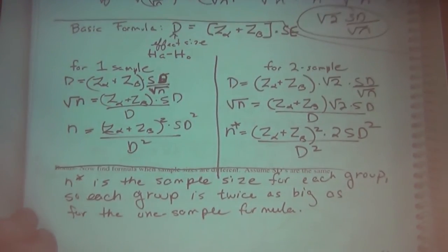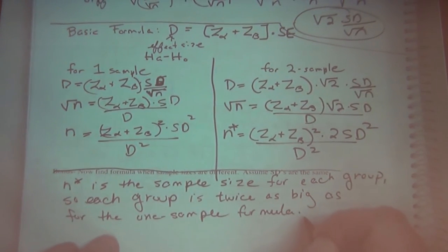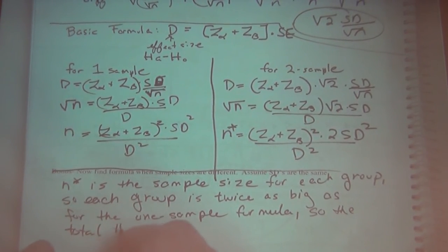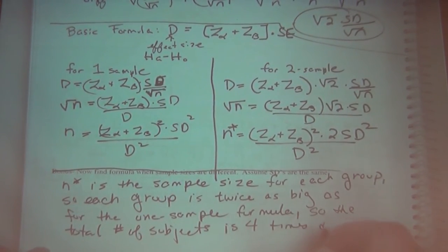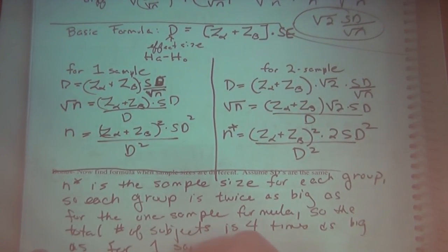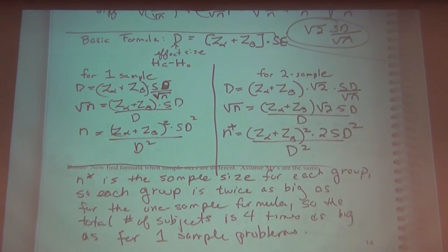And since you have two groups, your whole experiment's going to be 4 times as big as if you did a one sample experiment, that's all. Okay? So the total number of subjects, two groups, each twice as big, is 4 times as big as for one sample situations. Okay, that's all. All right, so that's the idea there. Any questions on that?